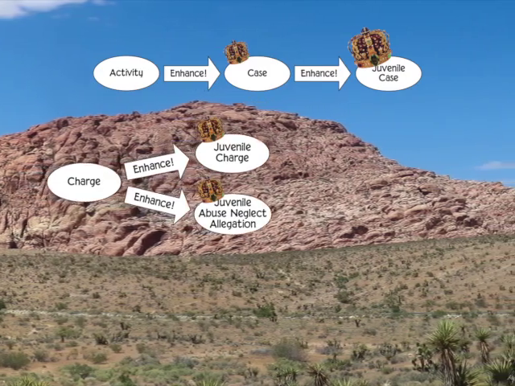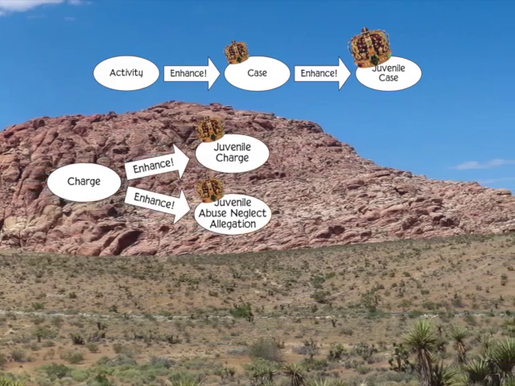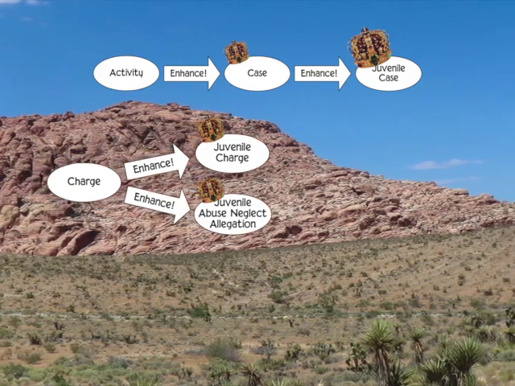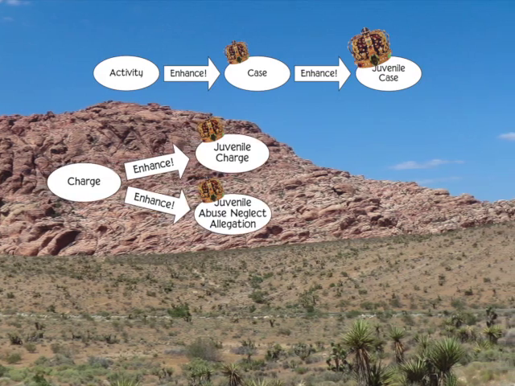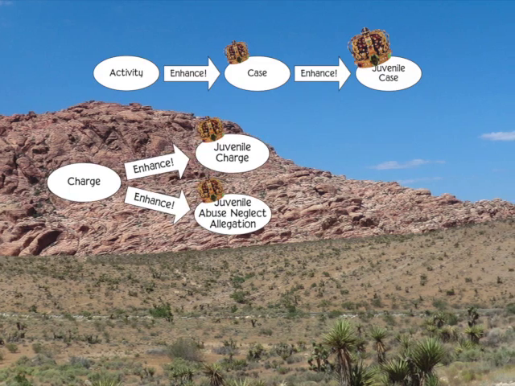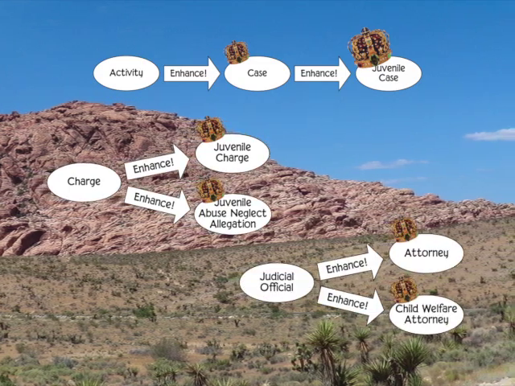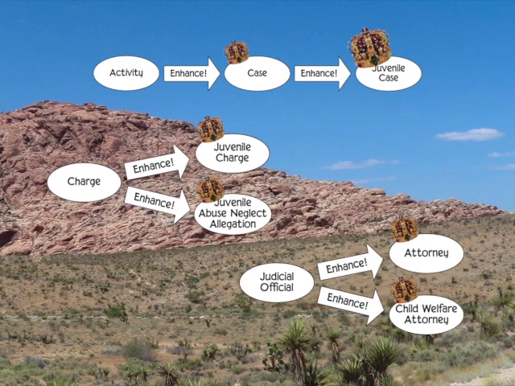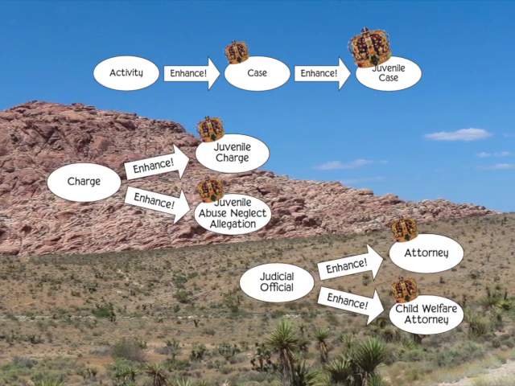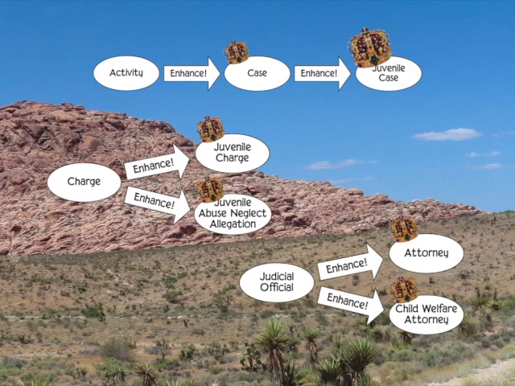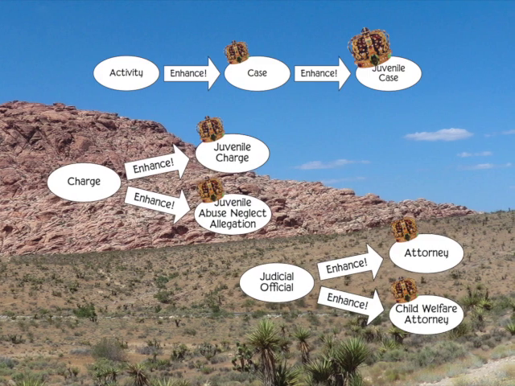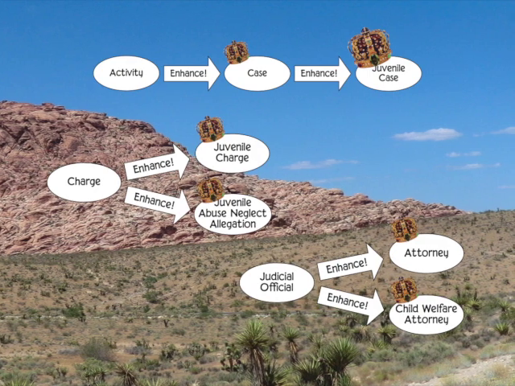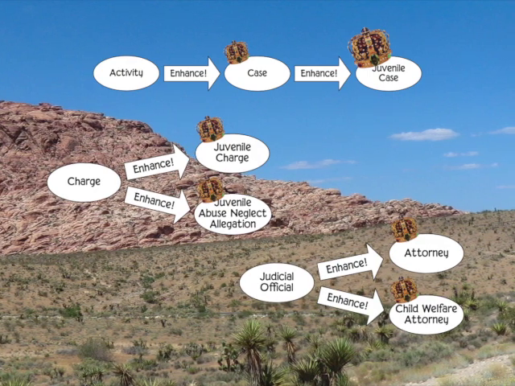We take charge and we enhance it into a juvenile charge, adding some additional things about juvenile charges that the more generic charge doesn't have. Same thing with juvenile abuse and neglect allegation. That's an enhanced version of Justice's charge. Judicial official is another example. We enhance that to our own attorney object. And we also enhance it to make a child welfare attorney object that has additional information specific to being a child welfare attorney. Instead of recreating things that are already available, we use things that are available from other domains, and if they're available, kind of what we need but not exact, we enhance them to make them exactly what we need.